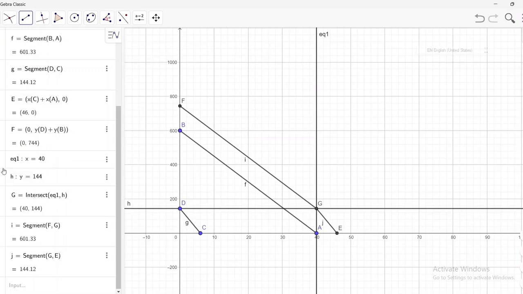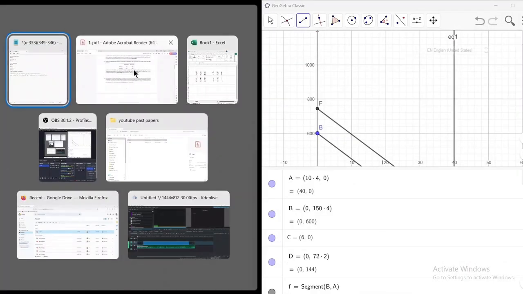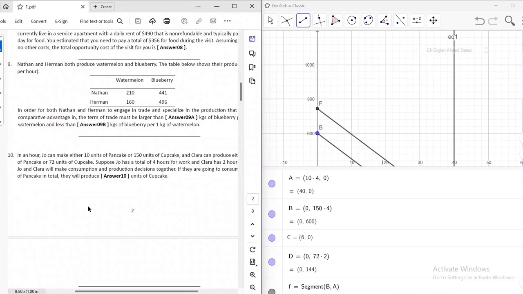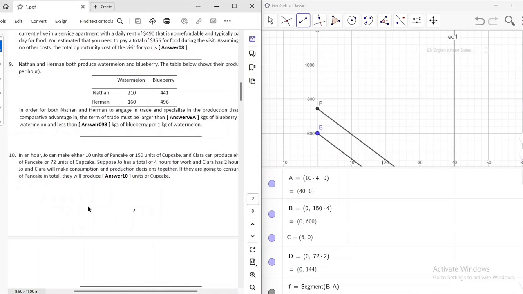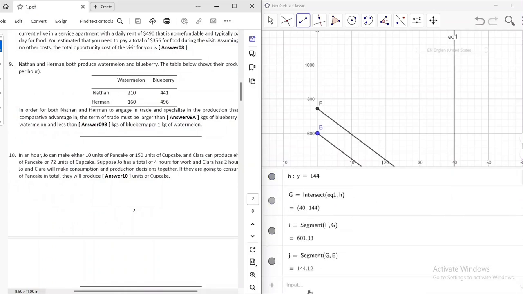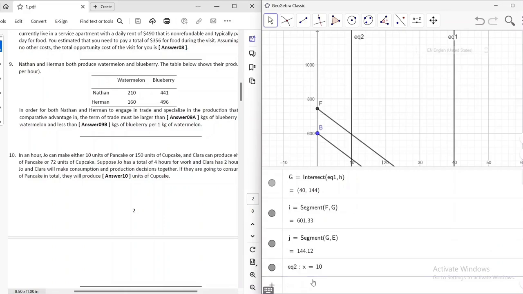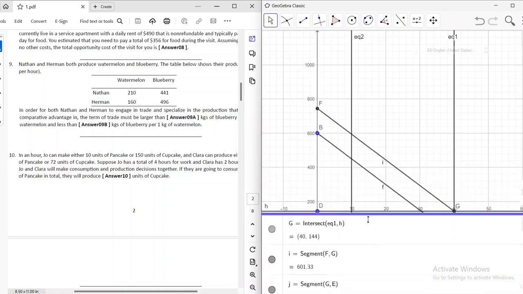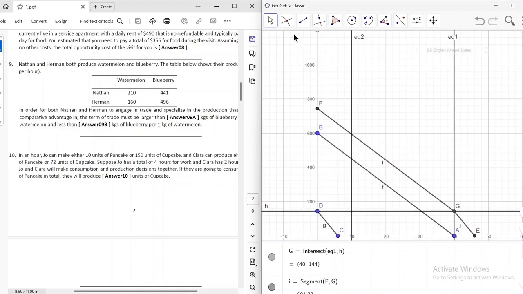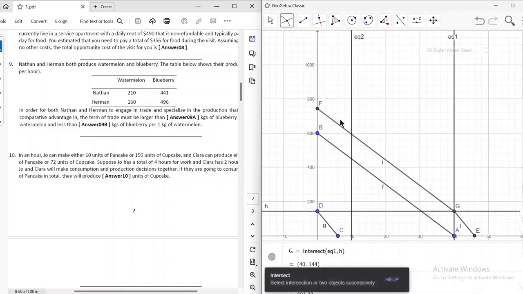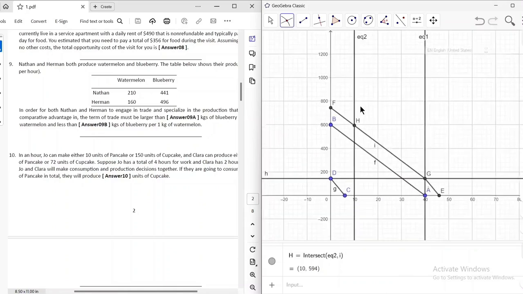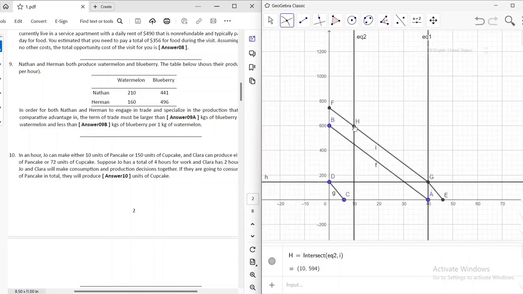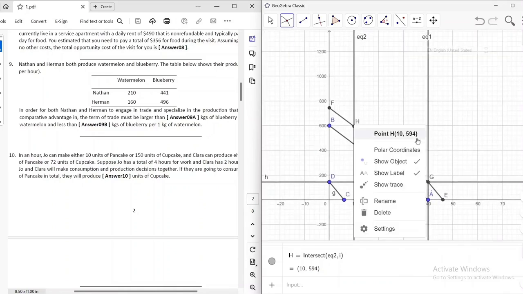All right, now let's go back to the question. They are consuming 10 units of pancake, so x equals 10. Now let's see what this intersection is. When you right click on it, you can see 594. So that's the units of cupcake. So this is your answer.